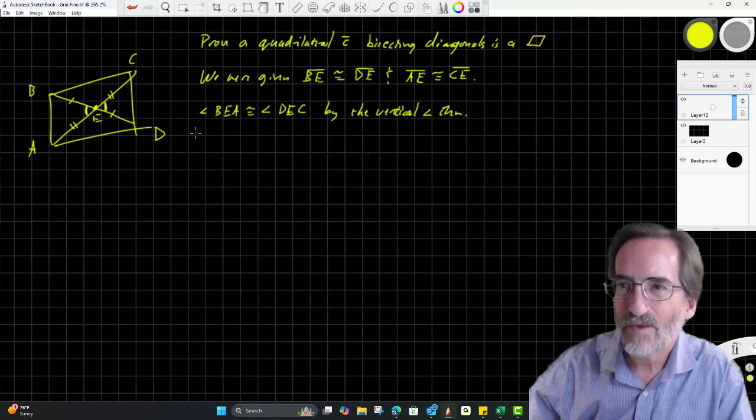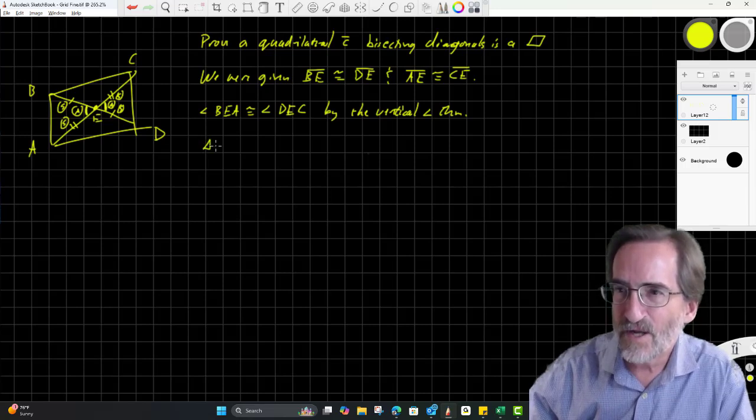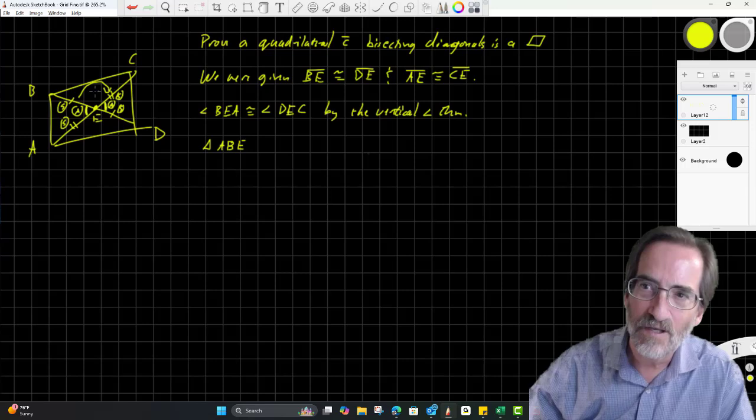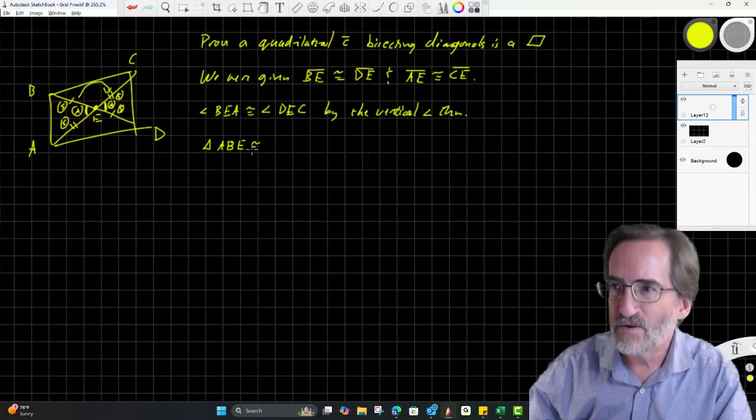Okay. All right, so look at what we've got. We've got a side congruent to a side, an angle congruent to an angle, a side congruent to a side. We have side, angle, side. So triangle ABE, again, looking at it by rotation, ABE, CDE. Triangle ABE is congruent to triangle CDE, by side, angle, side.